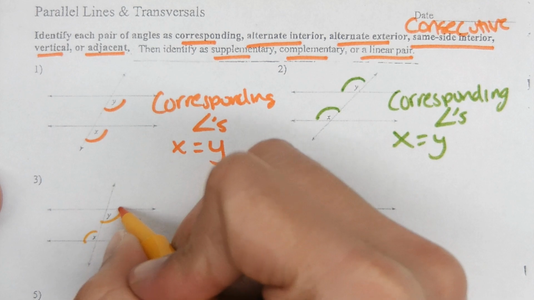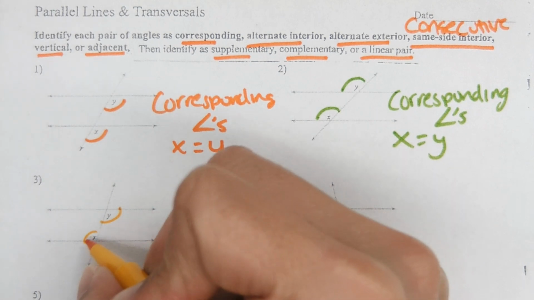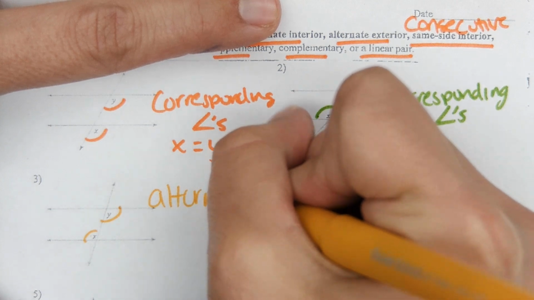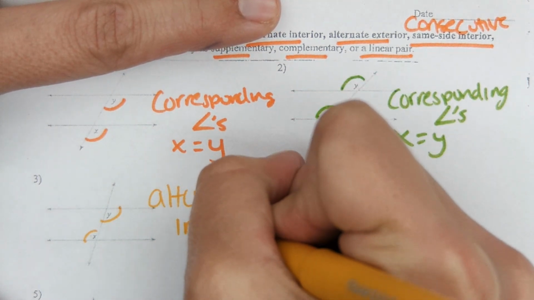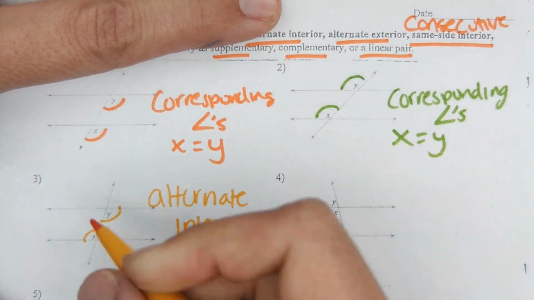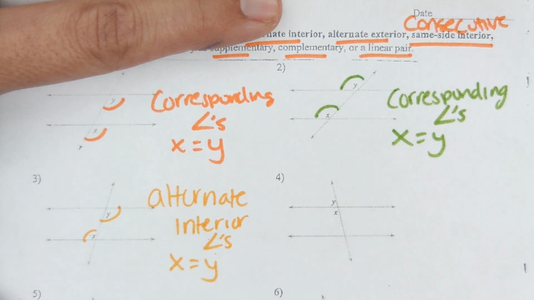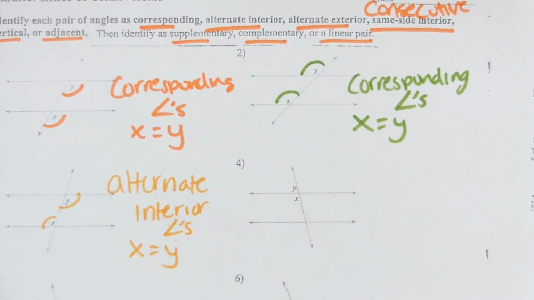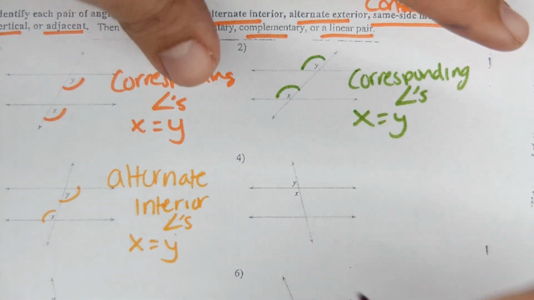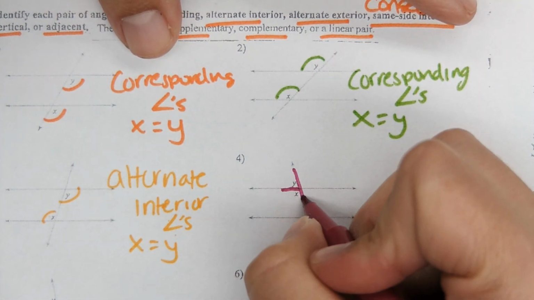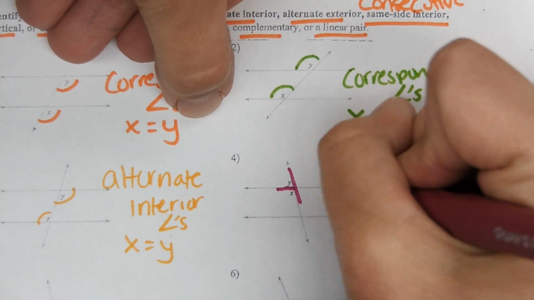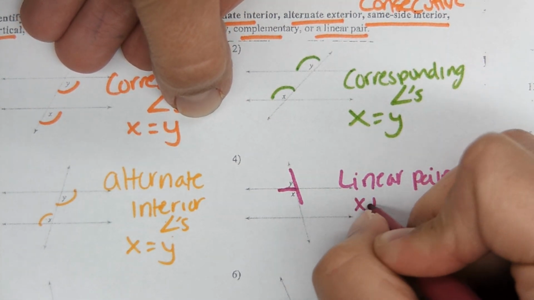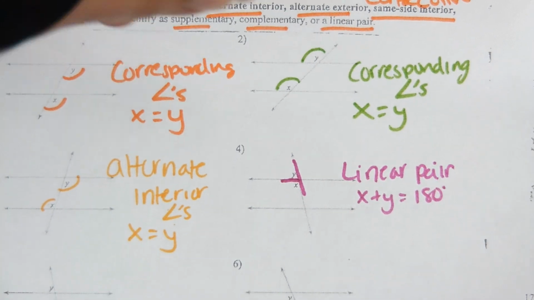Number 3, these two are on alternate sides of the transversal on the interior of the parallel lines. So alternate interior angles. Alternate interior angles are equal, so x equals y. Number 4, these two angles come together to form a straight line. It's a linear pair, and x plus y equals 180.